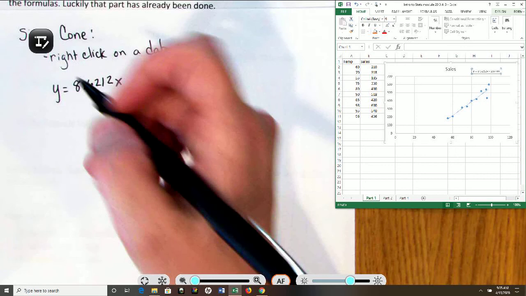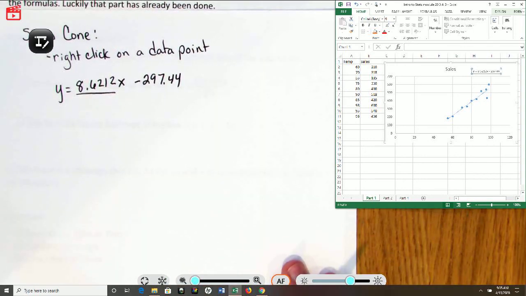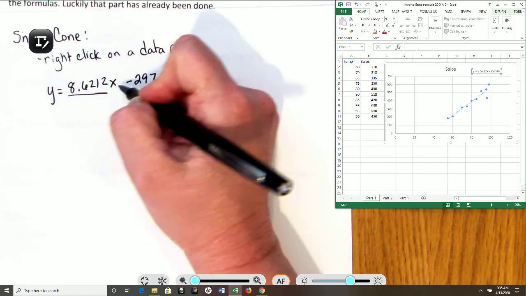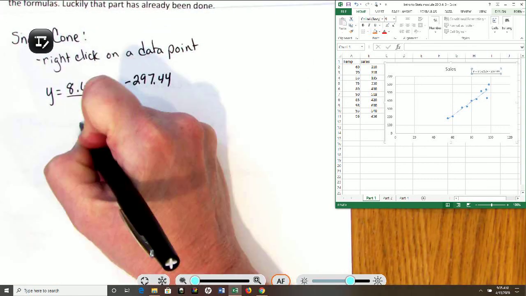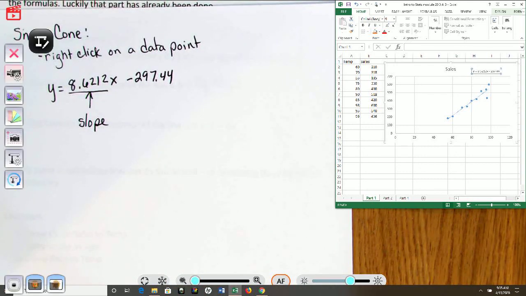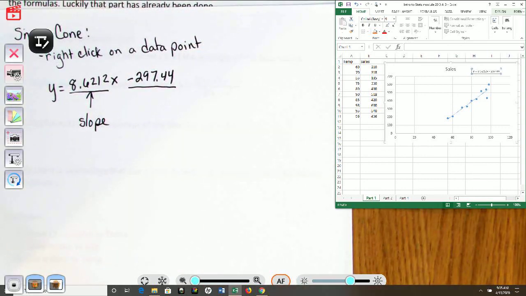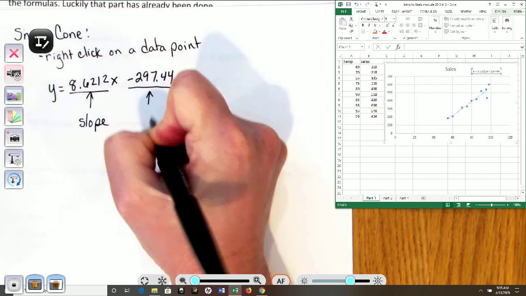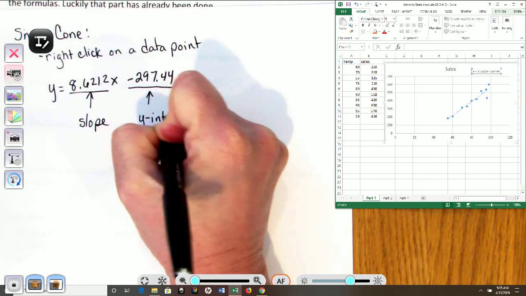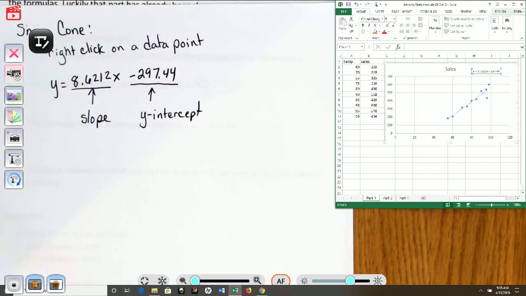So first of all, this 8.6212, that's with our x. So this is our slope. It represents how steep our data is. This number here, this negative 297.44, that is our y-intercept. Okay, we're going to talk about the y-intercept first because that's a little easier than the slope.